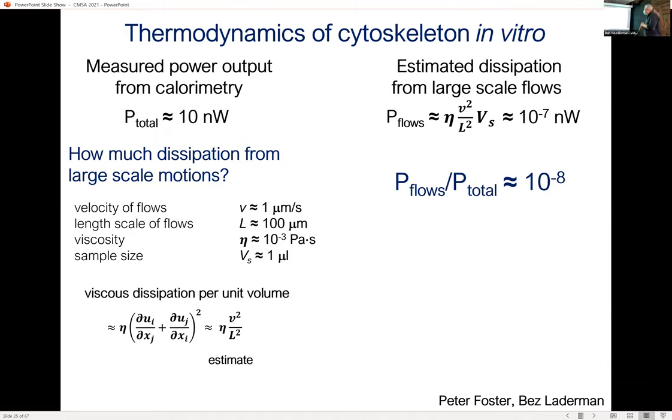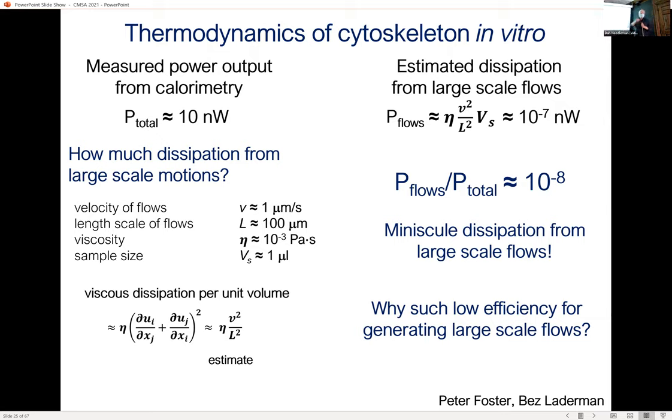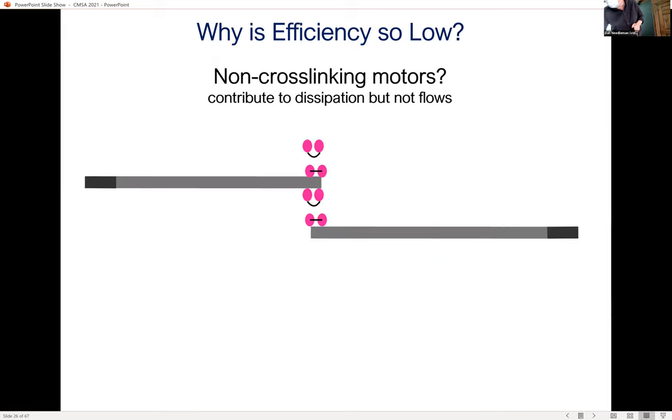Okay, so then basically the power going to these large scale flows, the total is really, really small. That's true. So what's going on is the question. You can imagine many reasons why this kind of efficiency could be so low. The first thing that we thought about is that maybe you have all sorts of non-cross-linking motors here. For example, imagine this little motor over here, that guy can walk on a microtubule and use ATP.